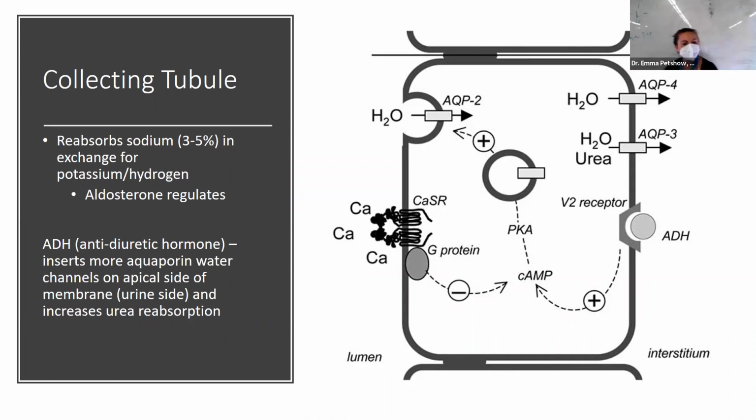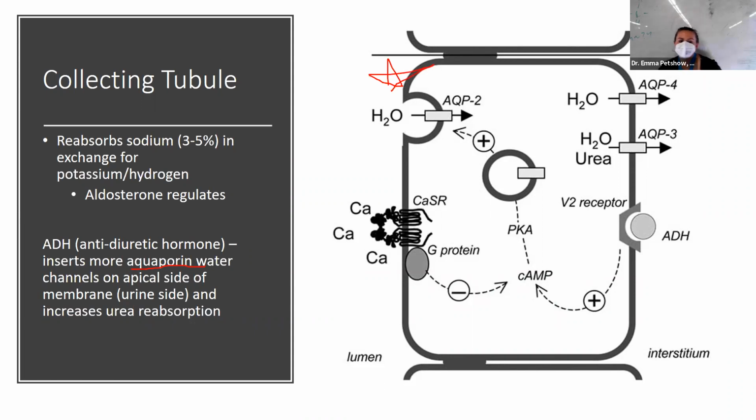Okay, the collecting tubule reabsorbs 3 to 5% of sodium in exchange for potassium and hydrogen. Aldosterone regulates this. This is our aldosterone regulated zone, our collecting tubule. It's also our antidiuretic hormone regulating zone, but in a different way. Like I mentioned, antidiuretic hormone is going to insert more aquaporin water channels on the apical, urine side of the membrane.